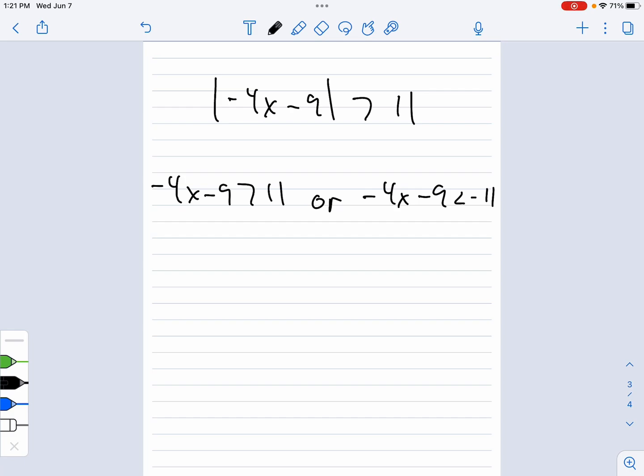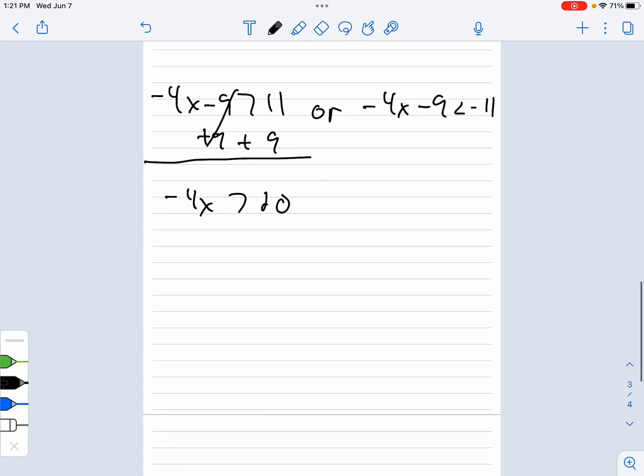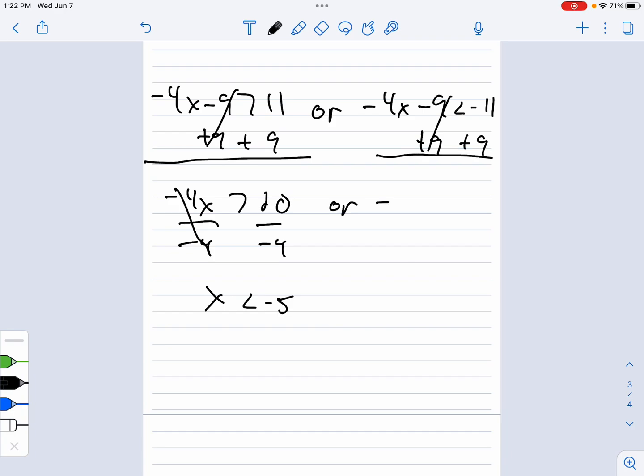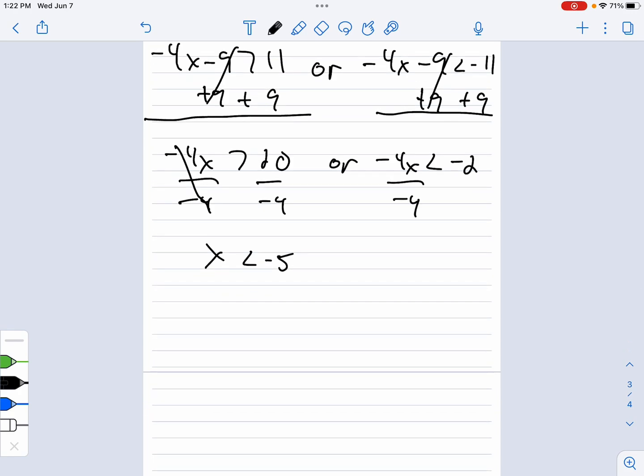And what we're going to do is solve each of these inequalities. So I'm going to add 9 to both sides, starting with the one on the left here. So you get minus 4x is greater than 20. And I'm going to divide by negative 4 on both sides. So x is less than minus 5. And then I'm going to do the same thing for the other inequality. Actually, let me do the work up here, more consistent. So add 9 here, add 9 there. You get minus 4x is less than minus 2. And I'm going to divide by negative 4 on both sides. And x is greater than a half.